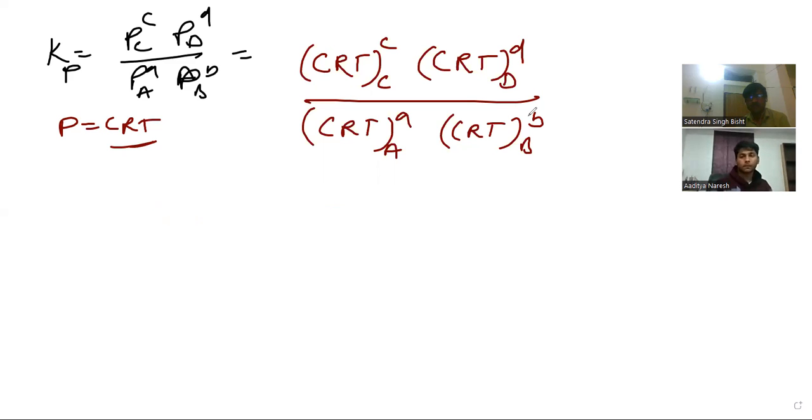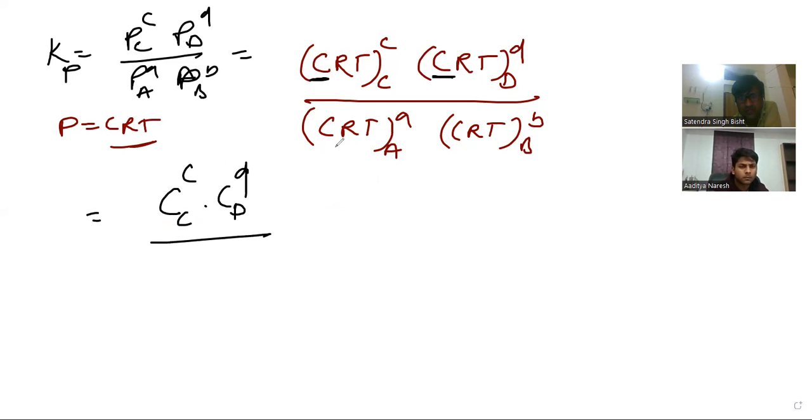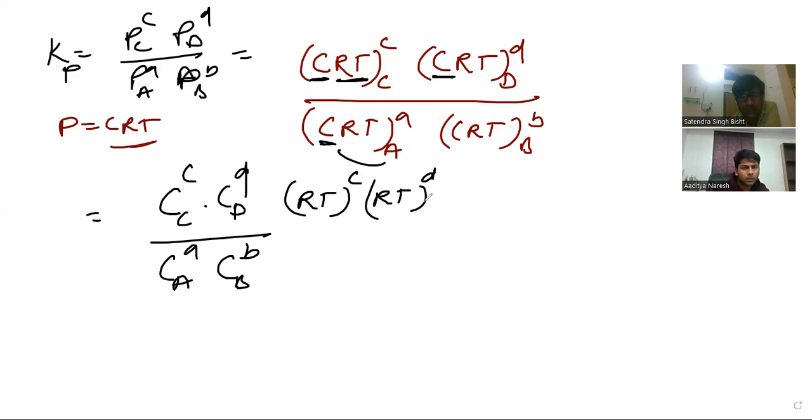Then separate this one. You can write separately concentration of C raised to the power c, then concentration of D raised to the power d, multiplied by concentration of A and B. And what about RT? RT raised to the power c, here RT raised to the power d, here RT raised to the power a, and RT raised to the power b.